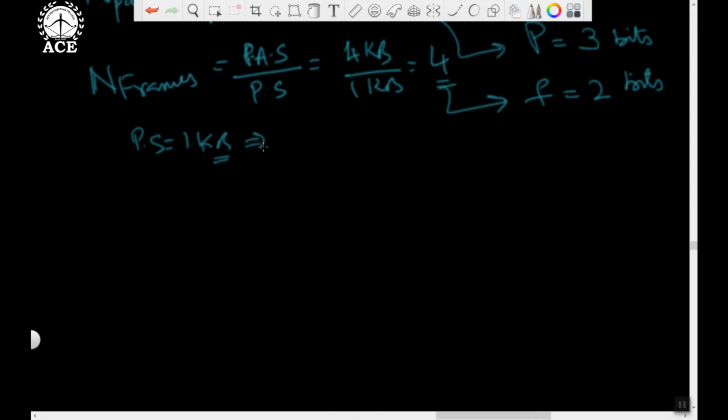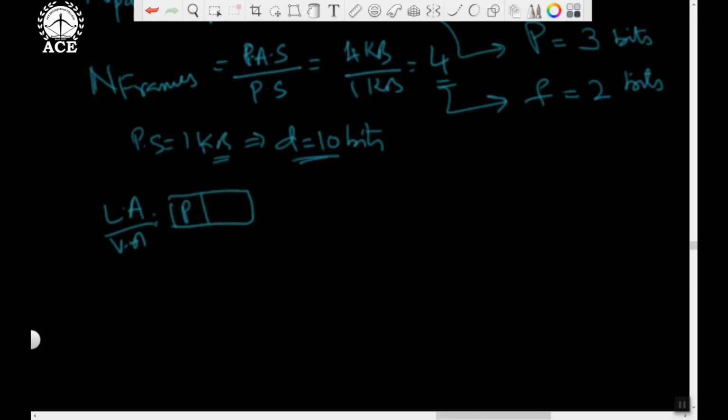Page number for our problem is how many bits? 3 bits. Offset is how many bits? 10 bits. So 3 plus 10 become 13 bits. So what is the logical address space for our given problem? Let's check here. Just a second, let me roll it down. Okay, look at this.